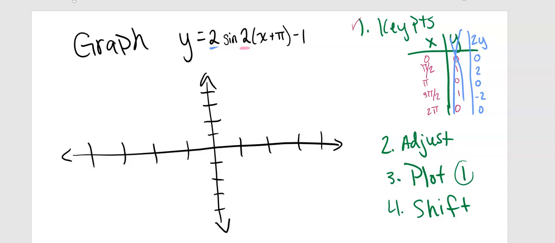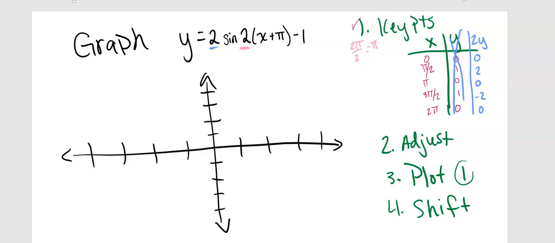But this time, I have a value in front of my x. Yikes! How on earth does that affect everything on the x part of the key points? Because guess what? It's going to affect what we input. Remember how we did that little formula, 2 pi divided by b for the period? We're going to do the same thing here. So 2 pi divided by 2 means that my period is going to change to pi.